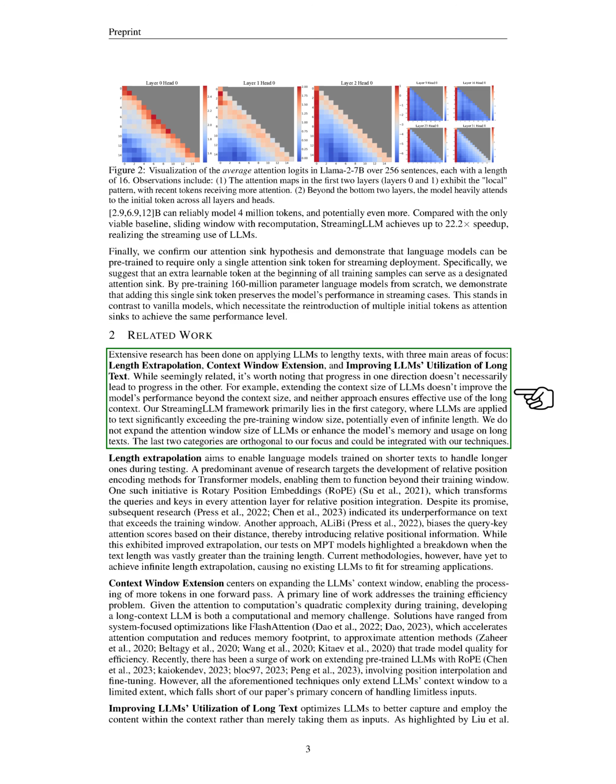There has been extensive research on applying LLMs to lengthy texts, focusing on 3 main areas: length extrapolation, context window extension, and improving LLM's utilization of long text. However, progress in one area doesn't necessarily lead to progress in the others. For example, extending the context size of LLMs doesn't improve the model's performance beyond the context size, and neither approach ensures effective use of the long context.